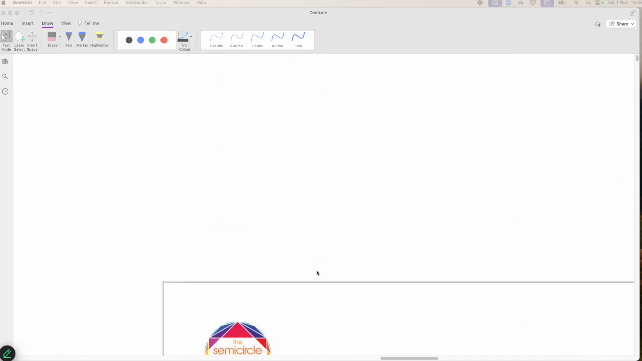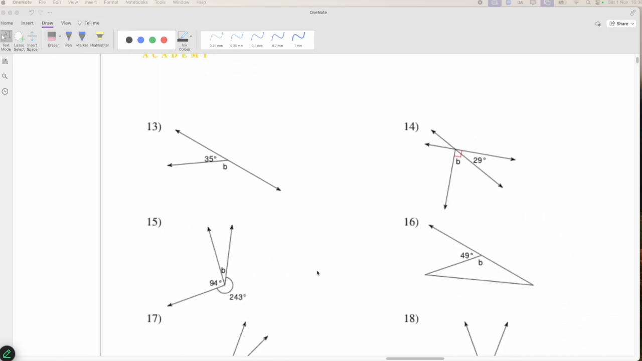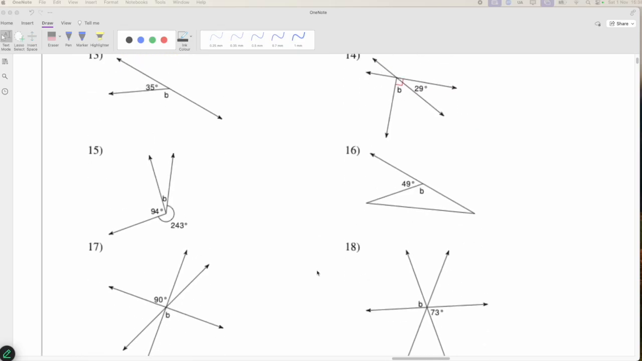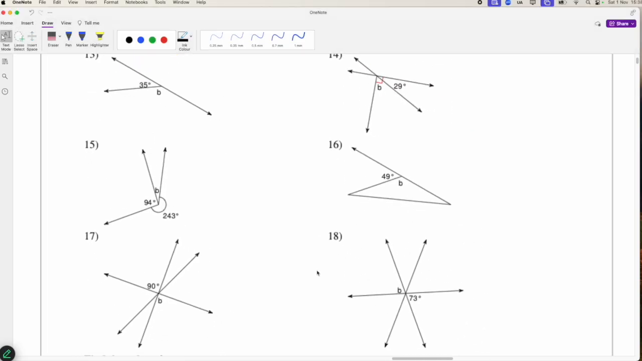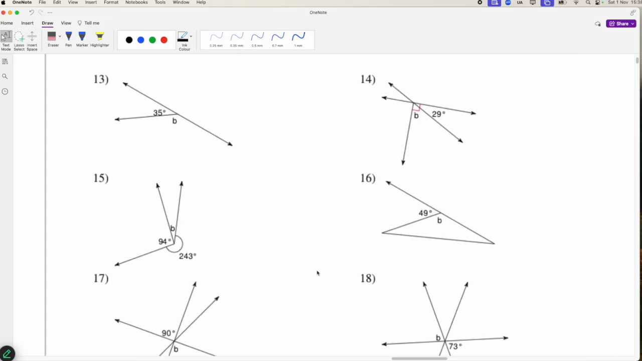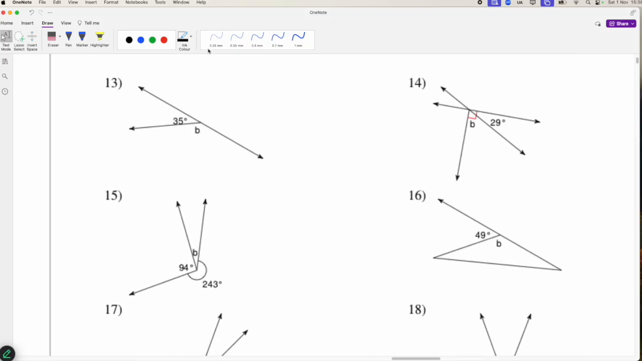And of course, we do have some more. We'll skip these because these are pretty much the same kind of thing, and I will just do them real fast. You will see here that this is a straight line. So that means this is a straight line angle, which means it's supplementary, which means that B plus 35 is 180. What does B work out to be here?